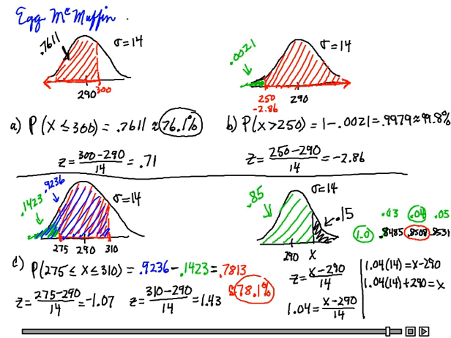So I'm going to take 1.04 times 14 plus 290, and I get x is equal to 304.56. So what can I say? 15% of the Egg McMuffins will have calories in excess of 304, 305 calories. So that is the answer to D.